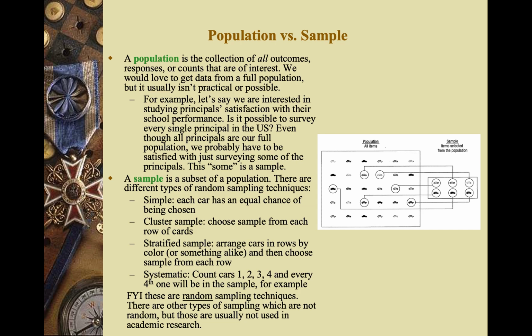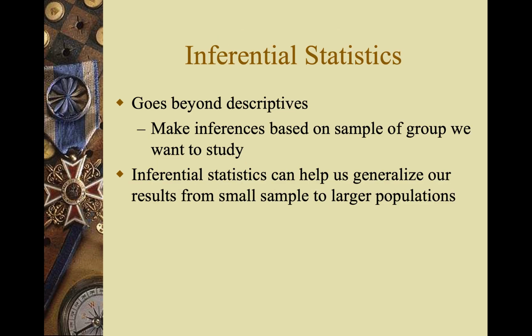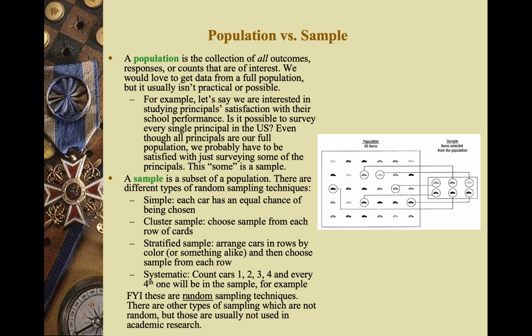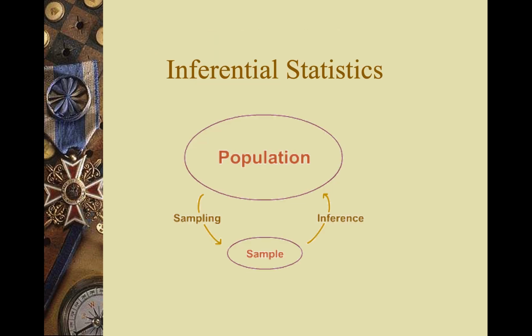There are other types of sampling techniques, but they're not random and they're generally not used in academic research except for particular situations, and we'll talk about that later in the semester. But that is how you get down from your population down to a sample, so it's manageable. And that's used in inferential statistics.